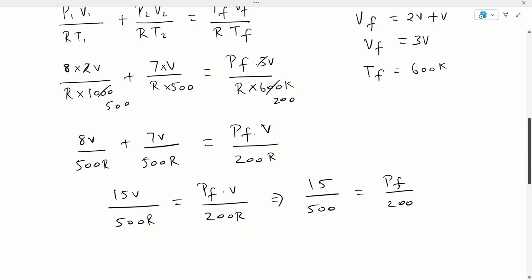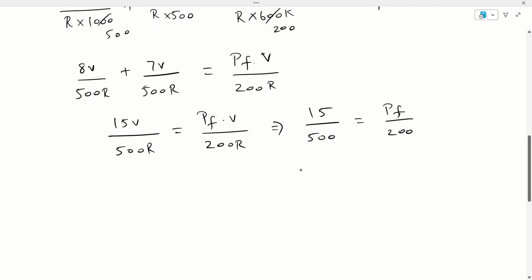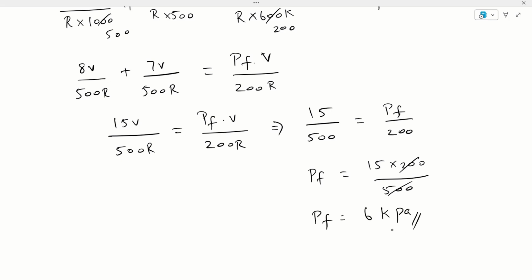So we are so close now. PF is equal to 15 into 200 by 500. So cancel these terms. PF is equal to 6 kilopascals. That's all, the answer is 6 kilopascals.